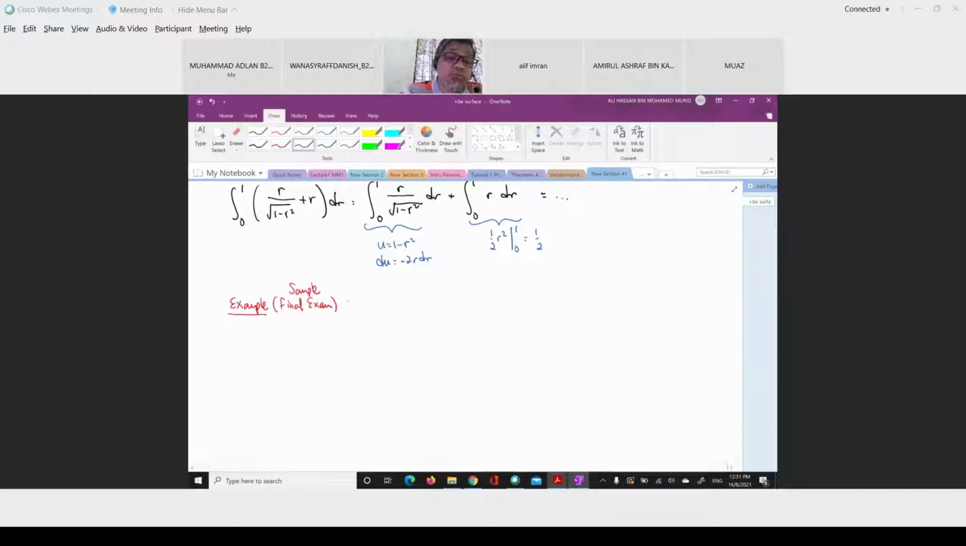Use Stokes theorem to evaluate this line integral. Here C is a closed curve. That's why we have this symbol like a circle in the middle of the integral. It means the curve C is closed and in the counterclockwise direction.